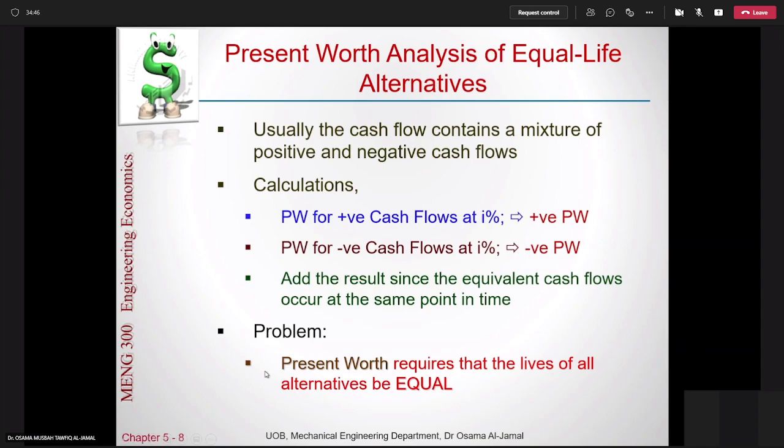The main problem: present worth requires that the lives of all alternatives be equal. If they are not equal, we cannot do this directly. We need to do certain tricks, one step before finding the present worth. Now in this section, we'll concentrate and work only with equal life alternatives.